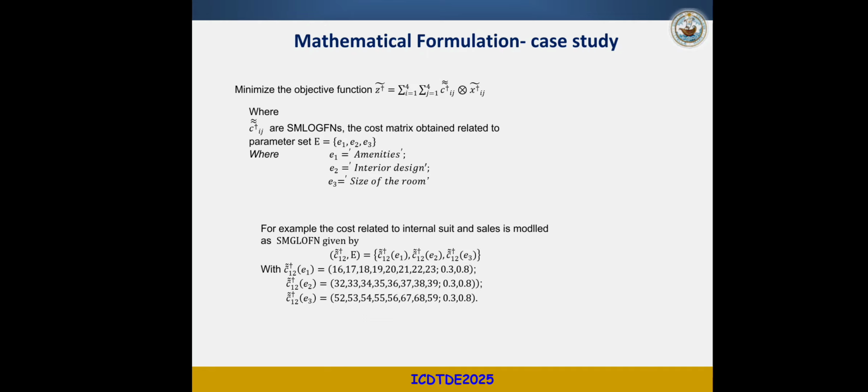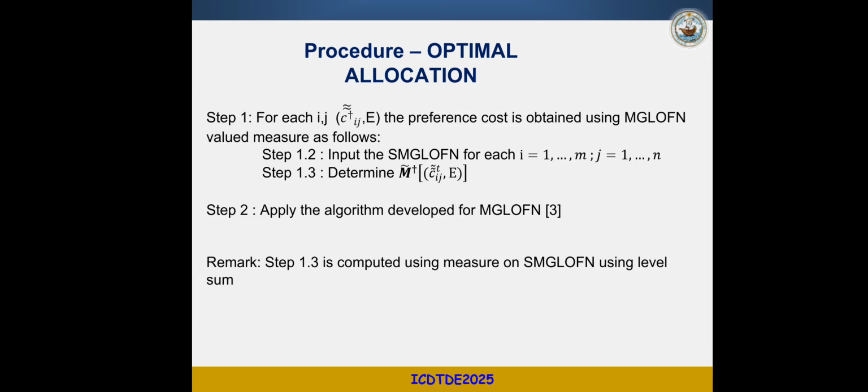This has to be given as an input, so a procedure has been developed. In the first step, we input these soft MGLOFNs and obtain an MGLOFN using the measure defined earlier using the level sum. The level sum plays a major role because it gives the importance of each department corresponding to its characteristic features. Like the sales department could look for a simple room, or an IT department could look for more facilities and amenities. So the importance is given by the required person, who allocates the weightages to the different characteristics.